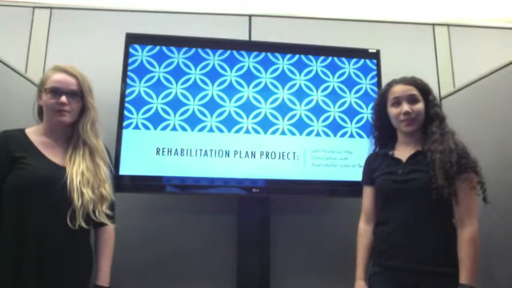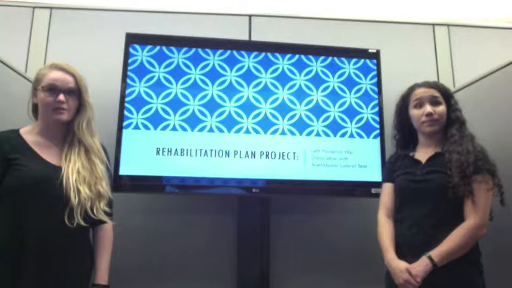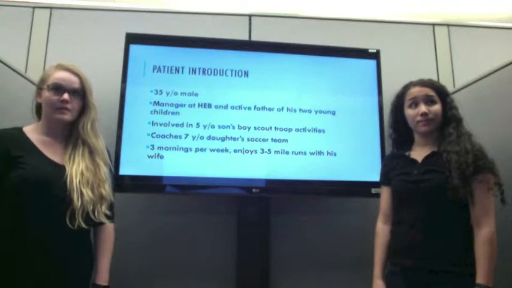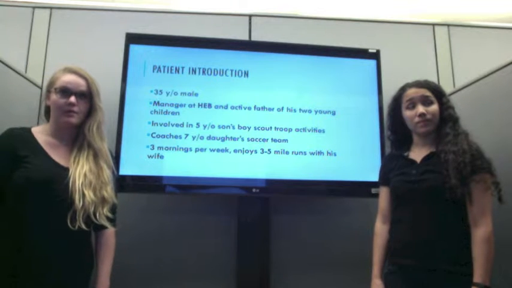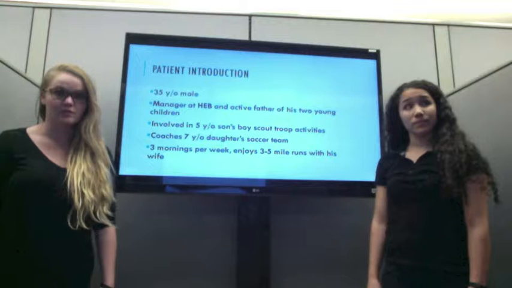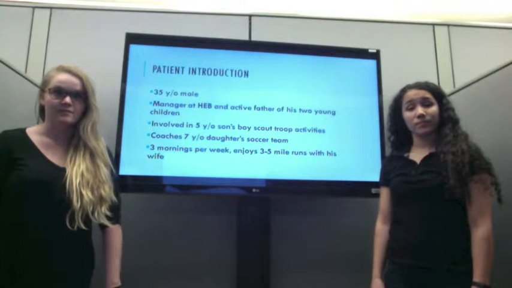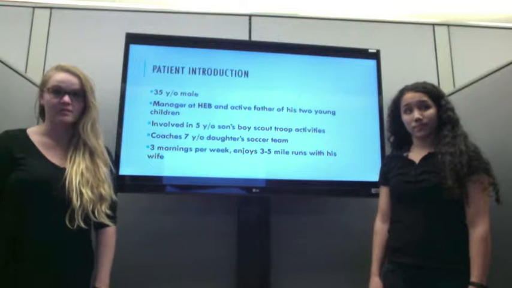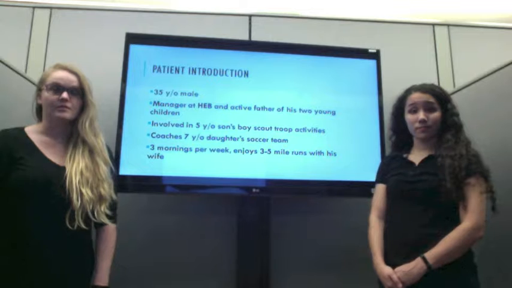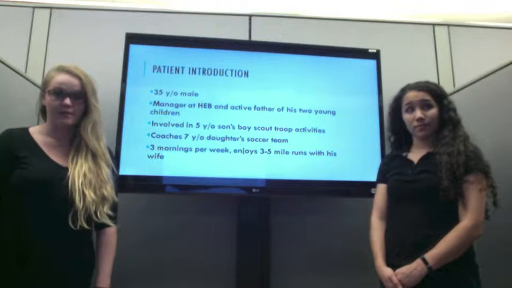This is a rehab plan for our patient with a left posterior hip dislocation with a labral tear. He is a 35-year-old male. He is a manager at HEB and an active father of his children. He coaches his daughter's soccer team, and he is very involved in his 5-year-old son's Boy Scout troop activities. He also enjoys running 3 mornings per week with his wife.